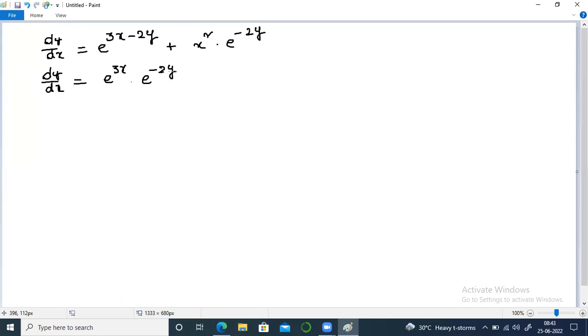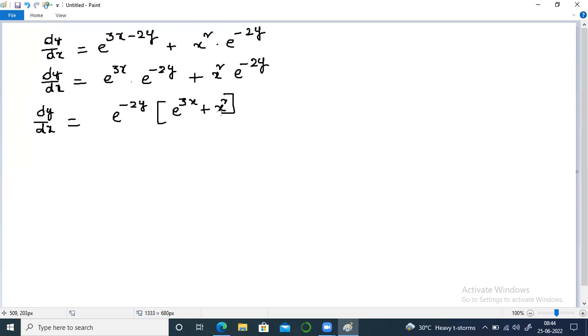A power m plus n is equal to a power m into a power n. That is the simple binomial formula I am applying. Plus x square into e to the power minus 2y. So again, dy over dx is equal to, what I can take common is here, e to the power minus 2y I can take common. So the two terms will remain e power 3x plus x squared.